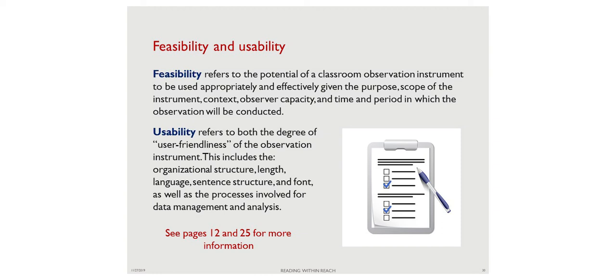So for example, an instrument with many high inference items might be feasible in a context with observers with a certain level of knowledge and skills, but it might not be feasible in another. Or an instrument appropriate in one context might be too difficult, too costly, too lengthy when used in a different context with a different budget, different observers, or a different amount of time.